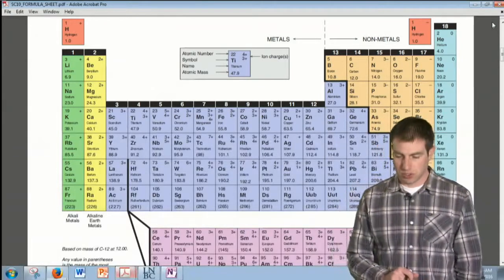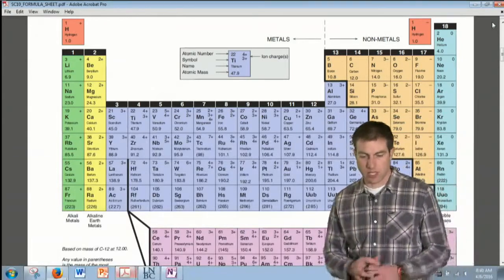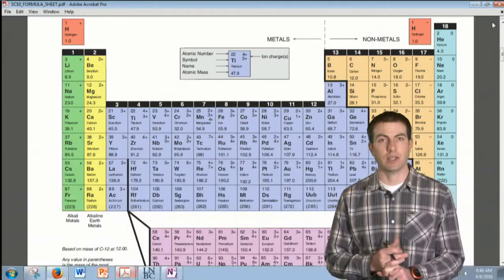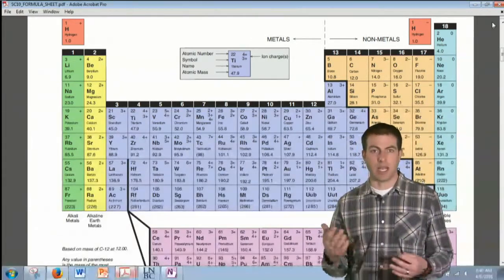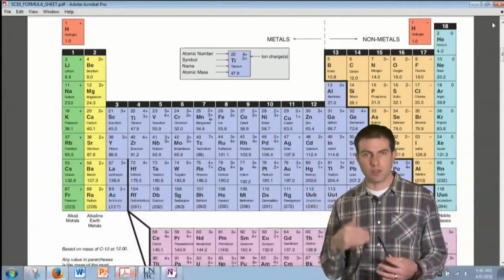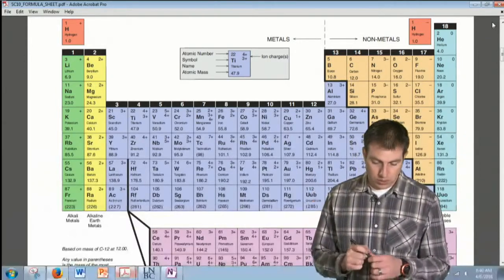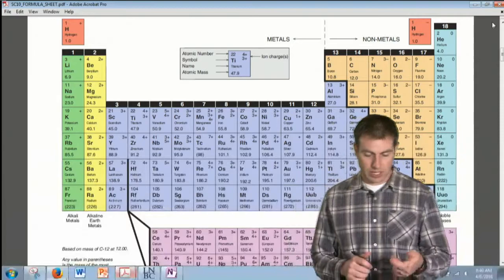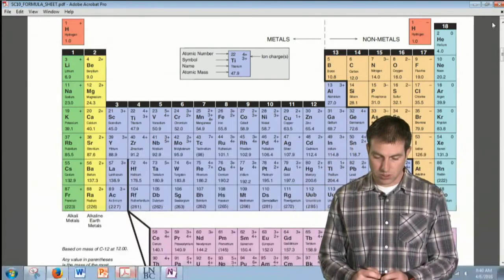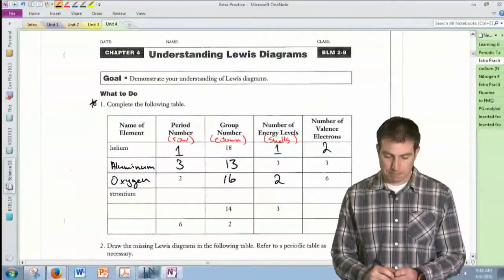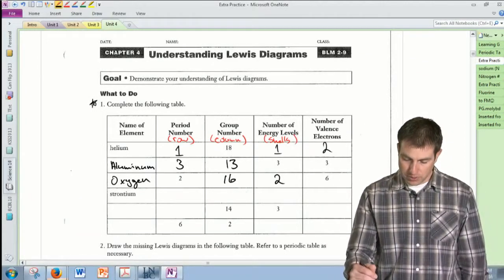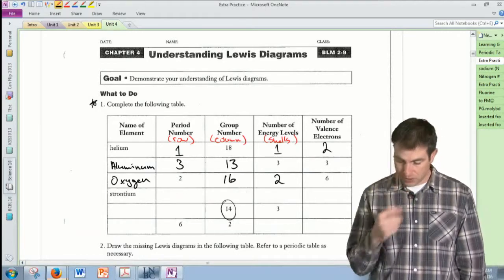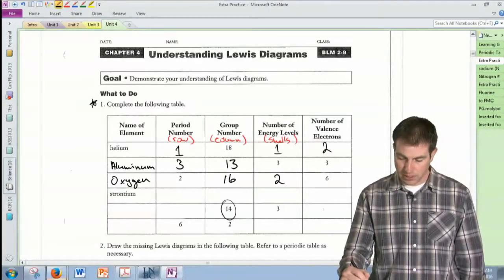I'm going to quickly look at the rest of this table and see if we can find some patterns. Remember, it's called the periodic table because things happen periodically. Patterns are constantly repeated. So on this chart, if I ignore the next one, it says strontium, and I move on to the last 2 here, you can see that this says group number is 14. So if it's in group number 14, how many valence electrons does it have?